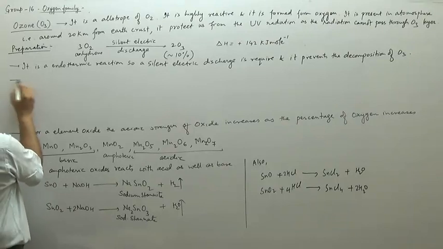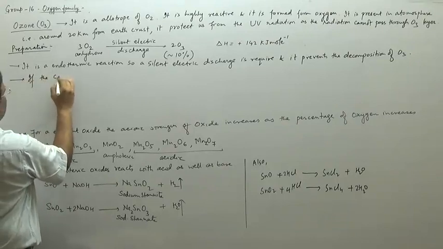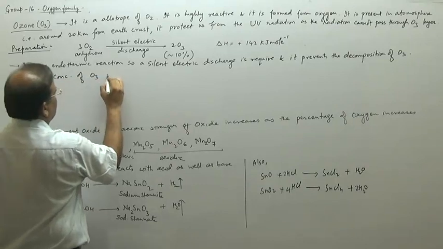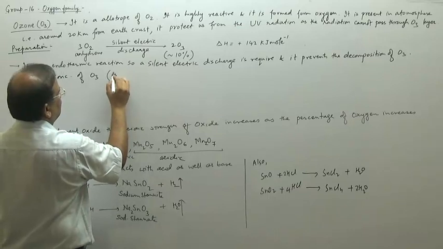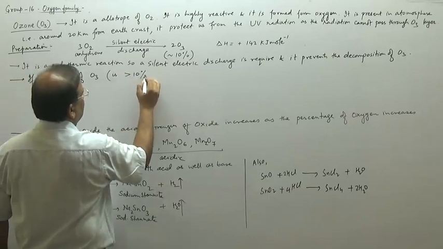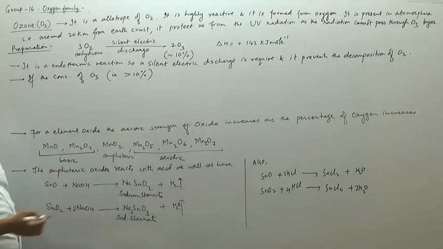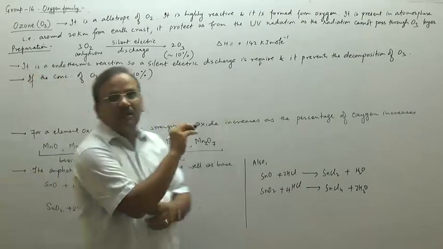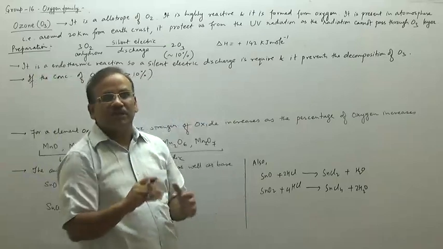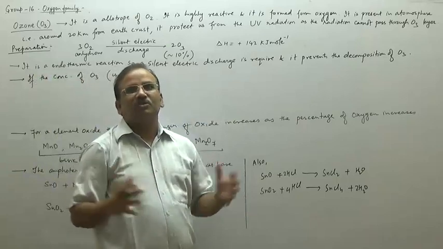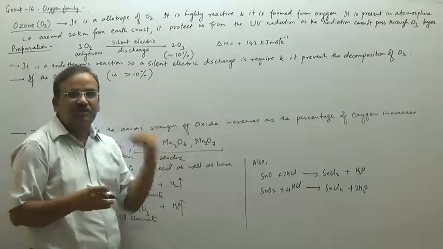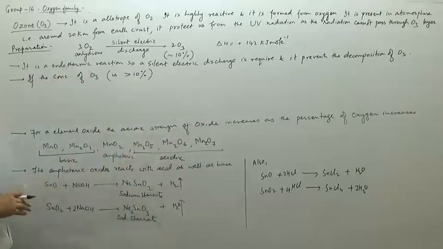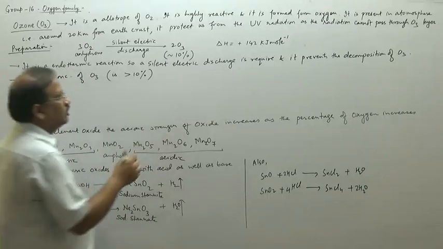Now what happens if the concentration of O3 is greater than 10%? As it is highly reactive, if the concentration is greater than 10%, then it requires special containers to store it. Because if the concentration is high, it is highly reactive. So it is stored in a battery of ozonizers.